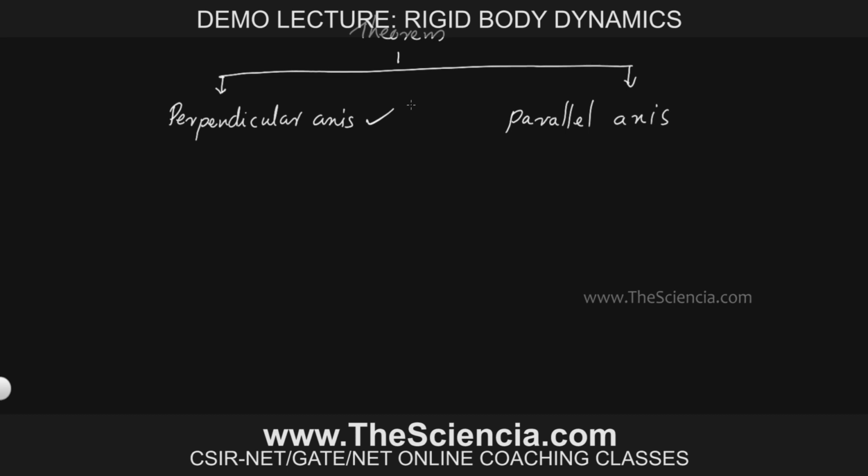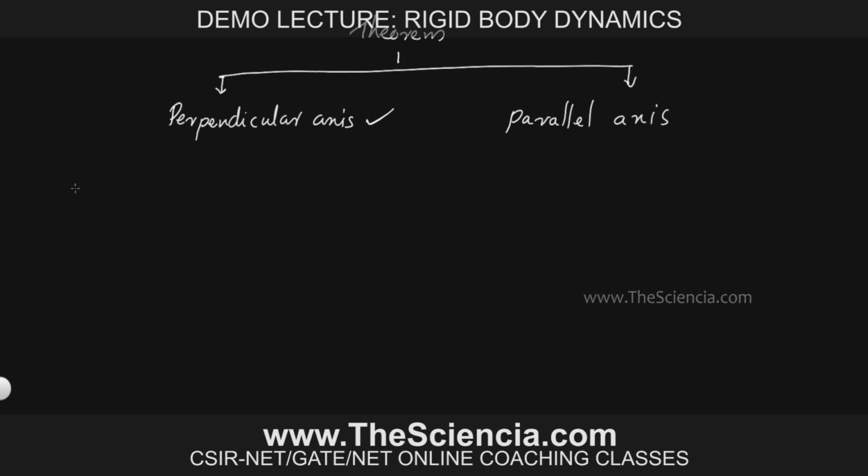This theorem states that the moment of inertia of a plane lamina about an axis perpendicular to its plane is equal to the sum of moments of inertia of the lamina about two axes at right angles to each other in its own plane and intersecting each other at the point where the perpendicular axis passes through it. This is what J.C. Upadhyaya is telling you. Did you understand anything? Okay, don't worry. That is why I am here.